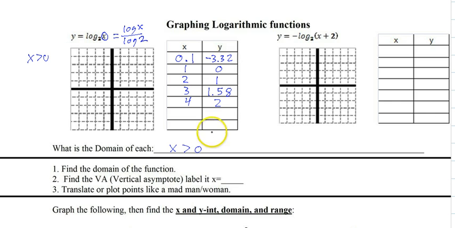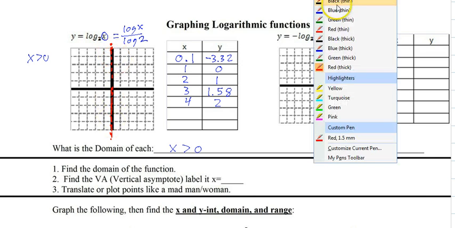So when we graph it, we're supposed to take and label our vertical asymptote at 0. So let me grab some red here. Do a little bit thick. So at 0, there's a vertical asymptote. So we know never to cross this graph. Remember, it can never equal 0.